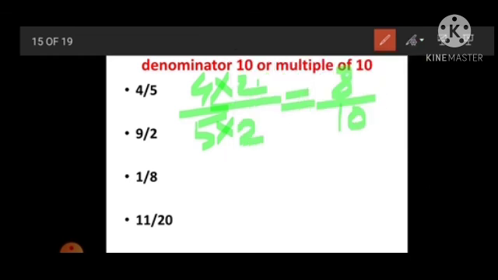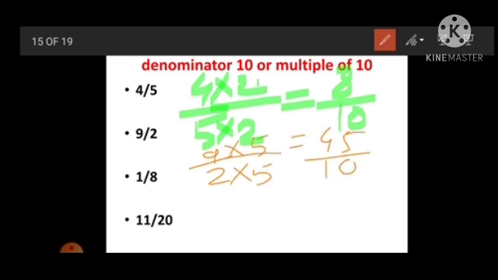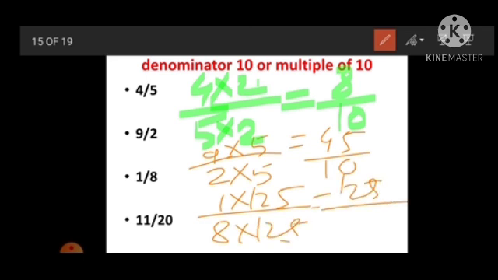Now 9 by 2, multiplied by 5. 5 2s are 10. 45 by 10. Now 1 by 8. 1 multiplied by 125 and 8 multiplied by 125. So 125 by 1000. Okay, students. So this type you solve the examples.